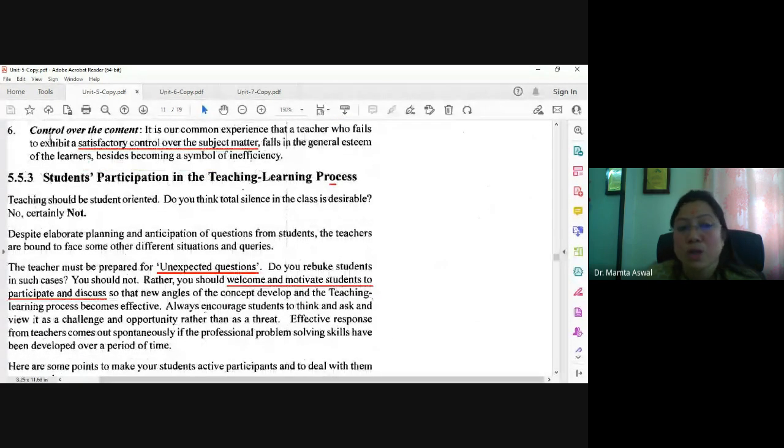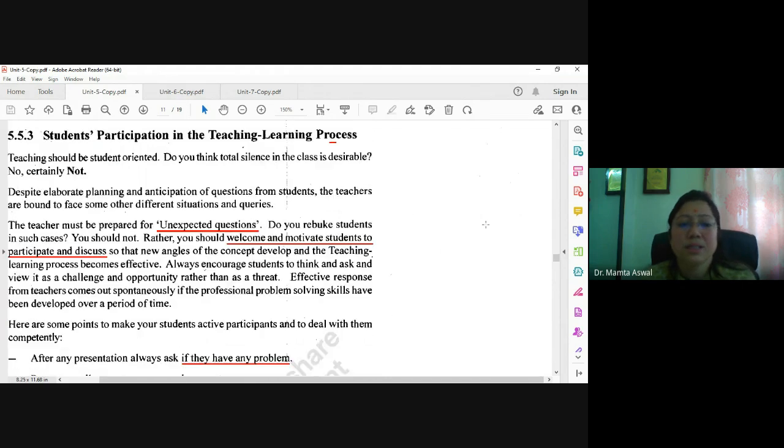And last but not the least, control over the content. Whatever subject you are teaching, that must be under your control. You should know each and everything, mostly about your subject matter. Then what should you do?